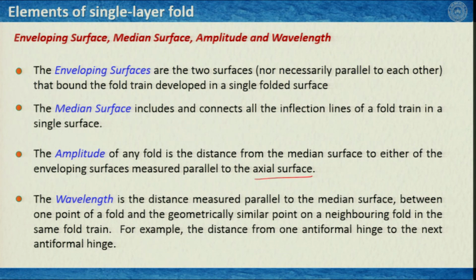The wavelength is the distance measured parallel to the median surface between one point of a fold and a geometrically similar point on the neighboring fold in the same fold train. So, if I take the hinge point in an antiformal hinge, then I have to take the hinge point of another antiformal hinge which is next to the hinge we have selected. So, the distance between these two is wavelength.